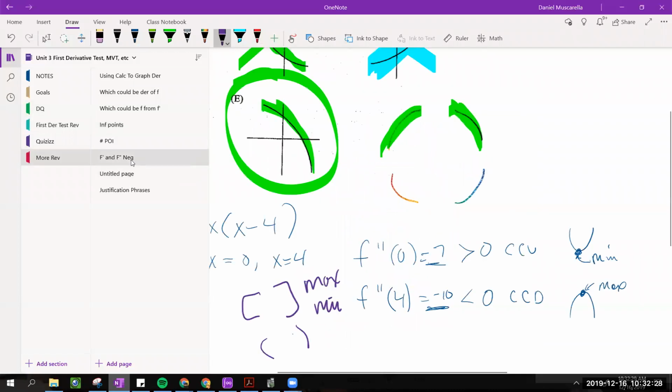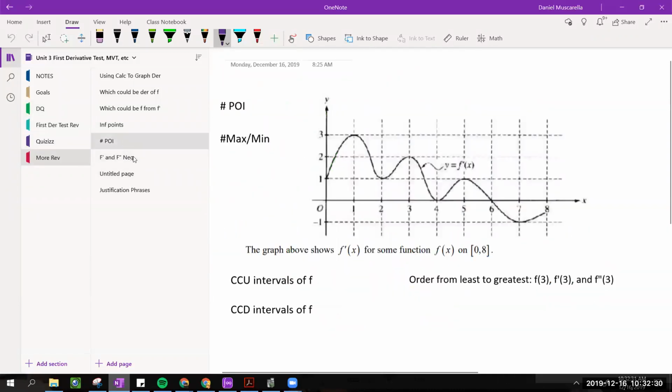And then let me see. So what other kind of stuff did you guys want to go through on one like this? And talk about this? Because this was on, I think, the 3.5 worksheet. So let's talk about this and go through this here real quickly.